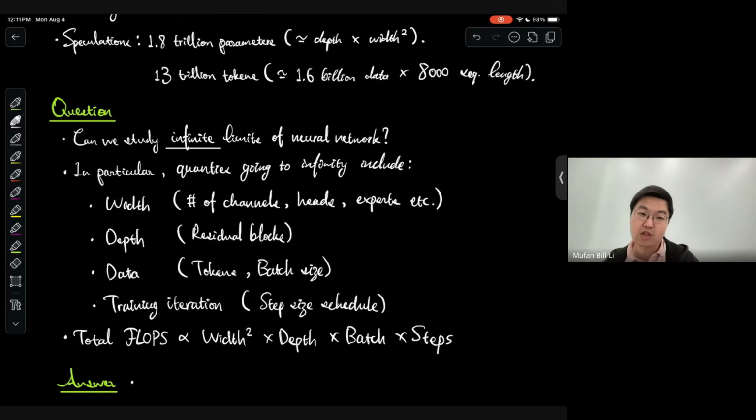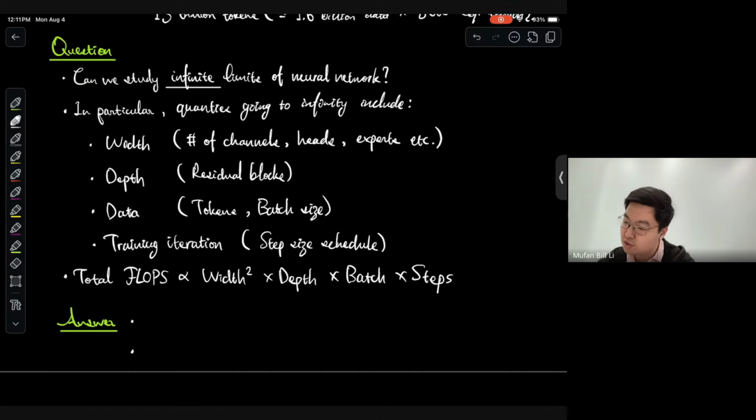So altogether, in an ideal world, we would like to study all of these quantities going to infinity, right? So the answer to this question is, yes, it is possible to study this, but it's hard. So what we can do instead, we cannot understand all of these things going to infinity at the same time. So instead, what we do is we try to understand what happens when some of these quantities go to infinity first.